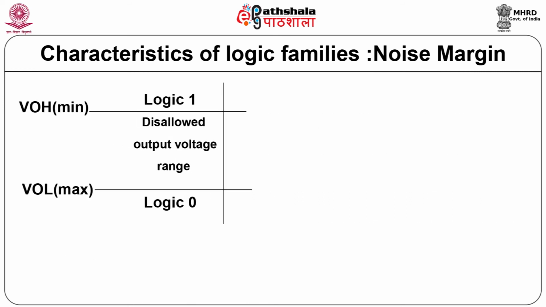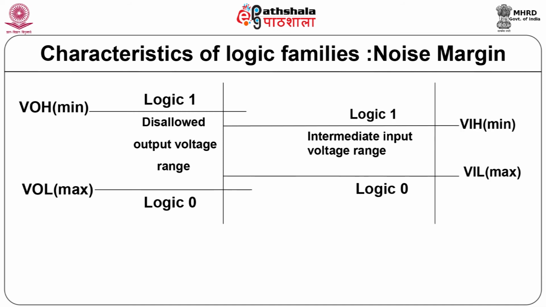On the slide, you can see the values of VOH min, that means the minimum output voltage which is referred to as high, that is logic 1, and the maximum output voltage which is referred to as low, that is logic 0, VOL max. The range between VOH min and VOL max is the disallowed output voltage range. You can see the window between the logic 1 and logic 0 of output, which corresponds to the logic 1 and logic 0 of input. You can see VIH min as the minimum input voltage, which is referred to as logic 1, and VIL max is the maximum input voltage, which is referred to as logic 0.